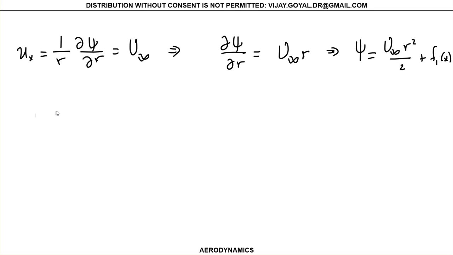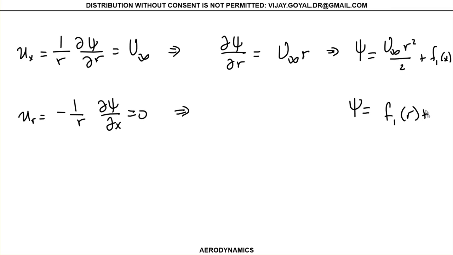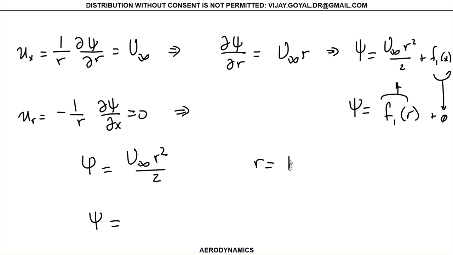Then you also know that 1 over r, this is u of r. Partial psi of x has to be 0. So from here, you see that you get psi is equal to f1 of r plus 1 of r. There's nothing with this, so I'm just going to put plus 0. So in other words, my function that I'm looking for is u infinite r squared over 2. And then, knowing that r is nothing else than r sine of theta, u infinite r squared sine of theta squared divided by 2. That's your psi.